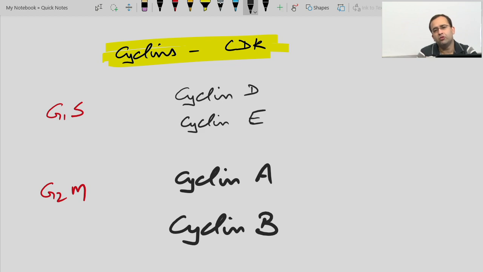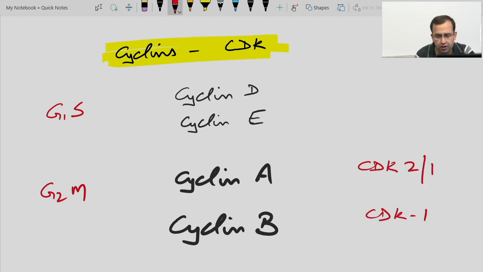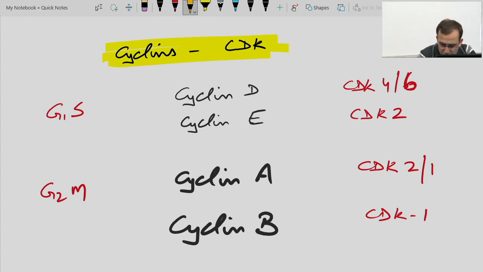Cyclins bind to cyclin dependent kinases. So again we start from the bottom. CDK2 and CDK1. CDK3 is not there. CDK4, 6 and CDK2. An extremely important table which has been asked repeatedly. So let us see more questions associated with this.